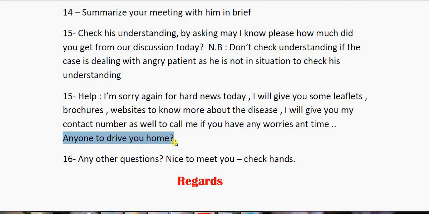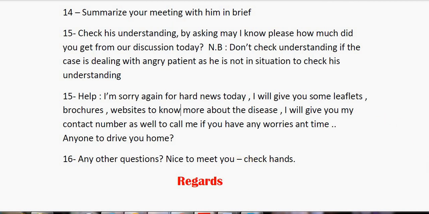Anyone to drive you home? This is also an empathic question for the patient. If you don't have anyone to drive you home, we can provide you with someone to drive you home, if you don't mind. Any other question? Nice to meet you. Shake hands.